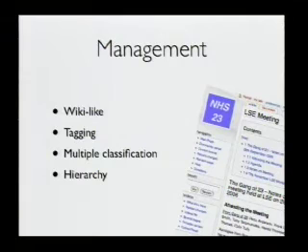You want to be able to tag the stories. You need multiple classifications. You need some sort of hierarchy, because as you create stories, lots of them will cluster around a certain topic, so you have a hierarchy, just like Wikipedia creates hierarchies out of different themes.